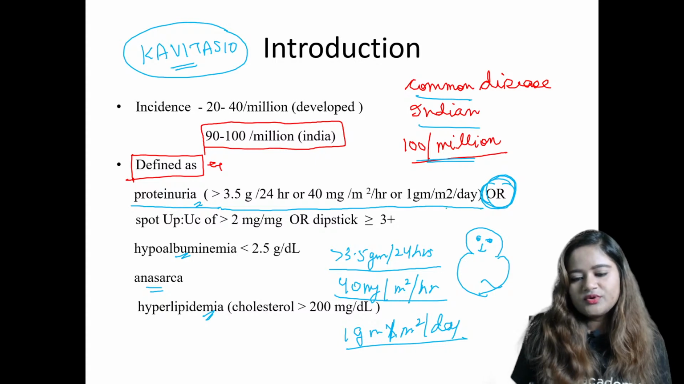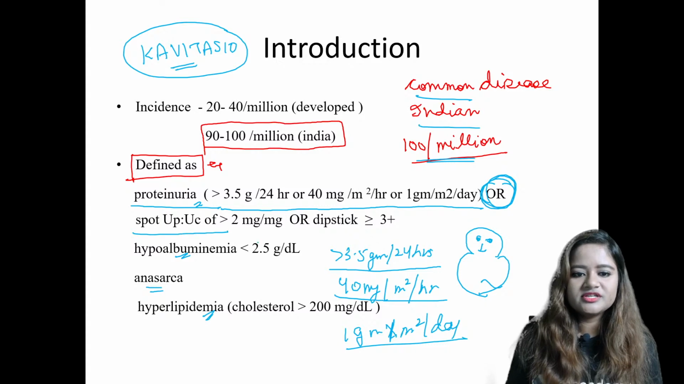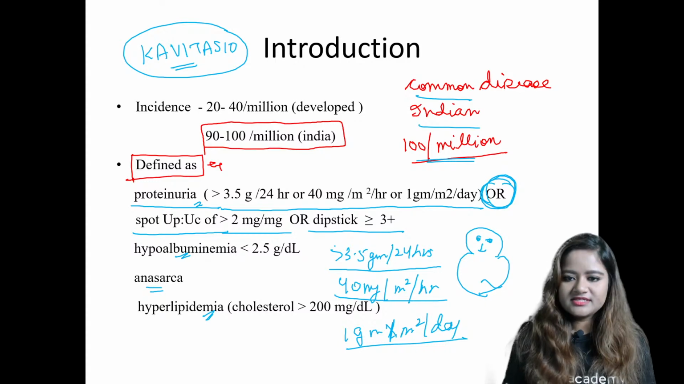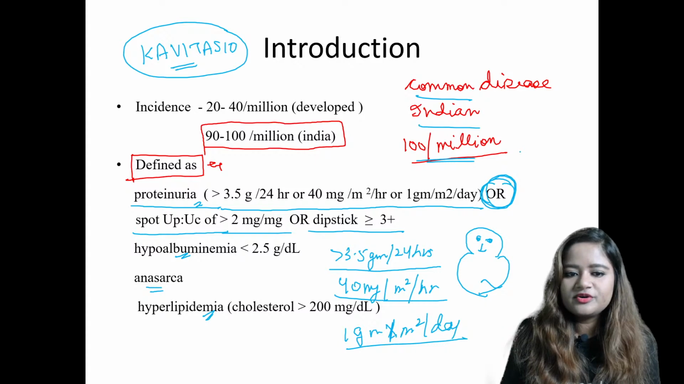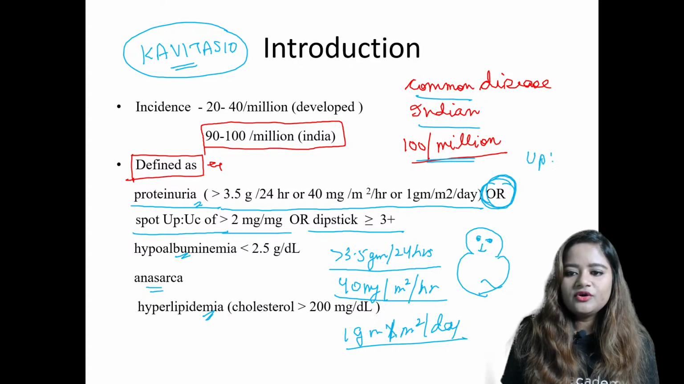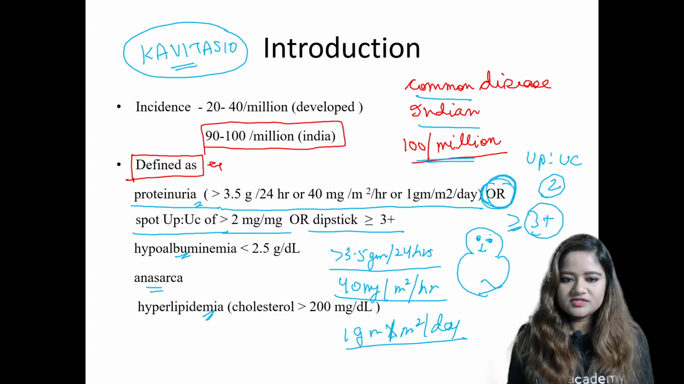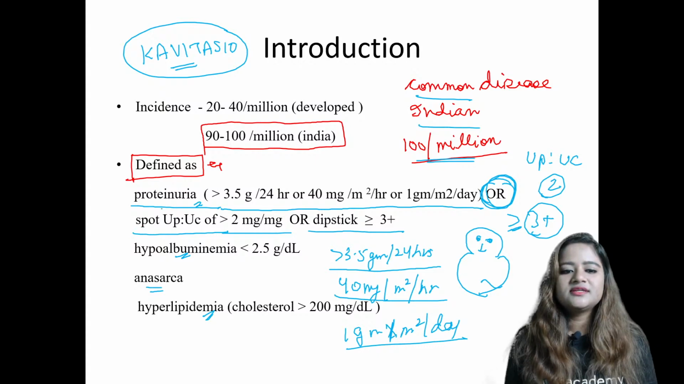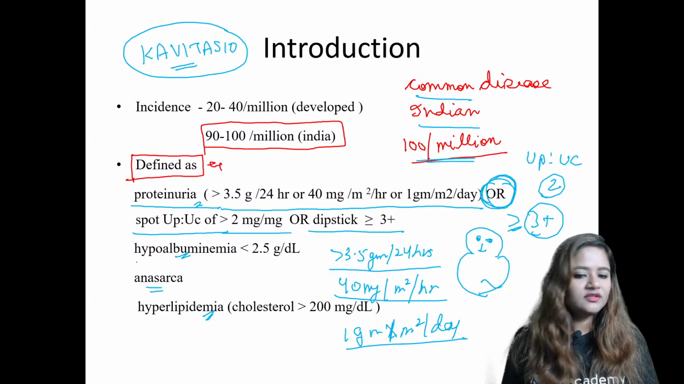अगर ये cut off cross हो रहा है, apart from this, if you find any supportive features like spot UP-UC ratio is more than 2 or your dipstick is more than equal to 3+, इसका मतलब same है. इतना protein range जो आपका है nephrotic range of protein loss if it is happening in the body, your UP-UC ratio becomes 2 and your dipstick becomes more than equal to 3+. या तो 3+ हो सकता है, 4+ हो सकता है. So अगर nephrotic range proteinuria है और dipstick 3+ तक आ रहा है, you can suspect a nephrotic syndrome.